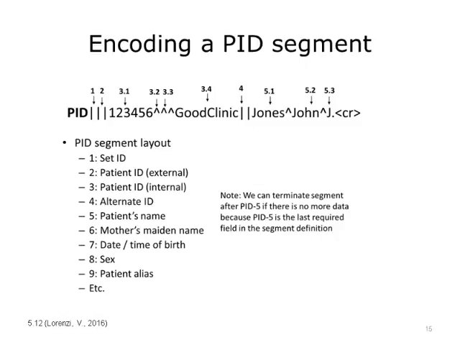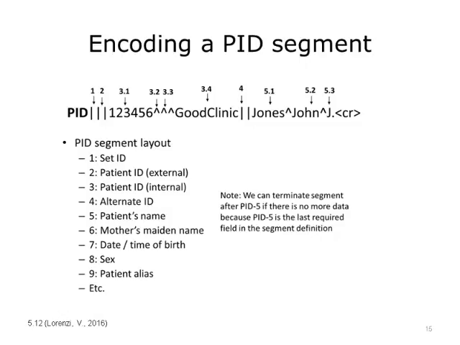To build the segment, first you would put the segment ID, which is PID. Then you would proceed to the first field with the vertical bar, and since you have no value for field 1 or field 2, which are set ID and external patient ID respectively, you would just put more vertical bars. You do have values for field 3, which is internal patient ID, and is broken up into components. The first component is the medical record number. Then you do not have anything for the 3.2 and 3.3 components. However, you have the assigning authority value, which is Good Clinic.